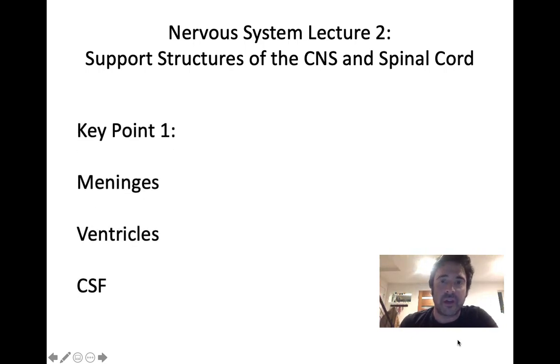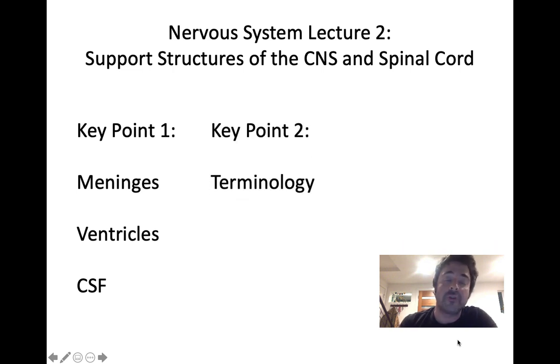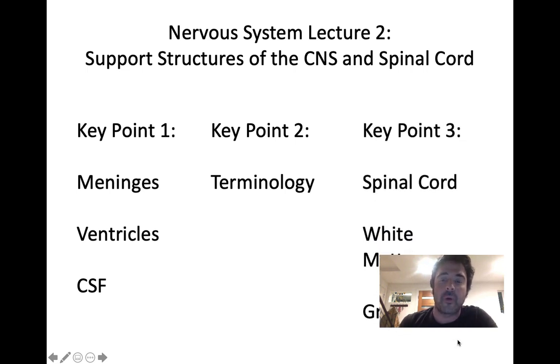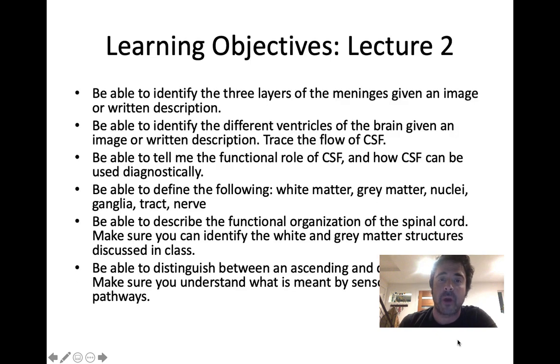Our key points today: we're going to start by talking about the meninges. We're then going to shift our focus to the ventricles and the cerebrospinal fluid flow pathways, or CSF pathways. Then we're going to introduce some terminology that's going to come up over and over again throughout not only this class, but anatomy and physiology classes later on down the road. Then we're going to talk about the spinal cord, and we're going to draw our focus to the white and gray matter structures of the spinal cord.